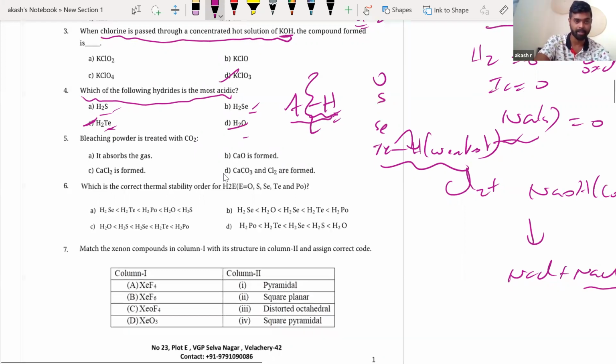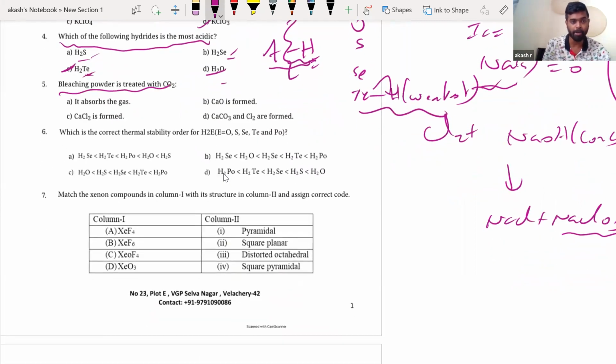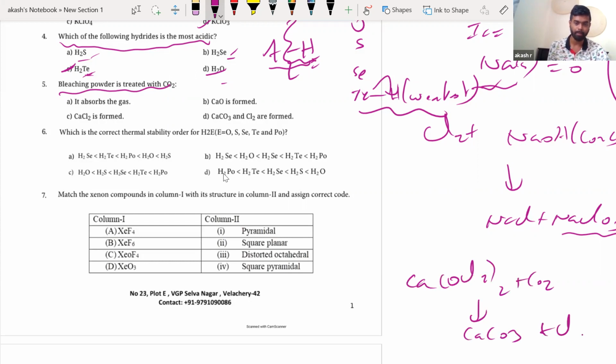Okay, fine. Next, bleaching powder. Bleaching powder is treated with CO2. What all will be formed? I think you'll be able to easily get the answer, people. CaOCl2 plus CO2 will give me CaCO3 plus Cl2 gas. Right. So the answer to this question is option D.